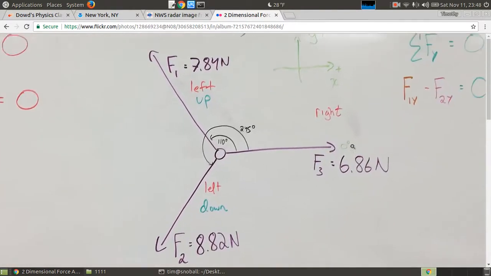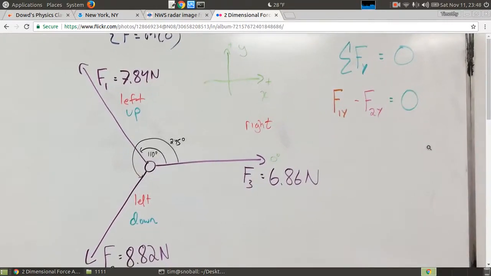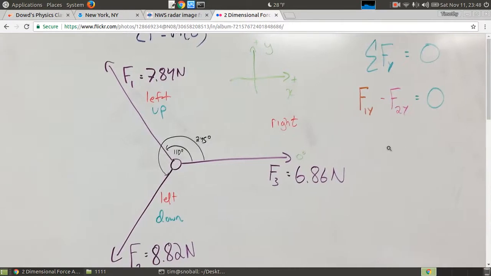If we go over to our y forces, we see F3 is missing because F3 doesn't have an up or a down. So we have the up minus the down. And notice these are y's because it's only the y part that we care about here. So that's step 2.